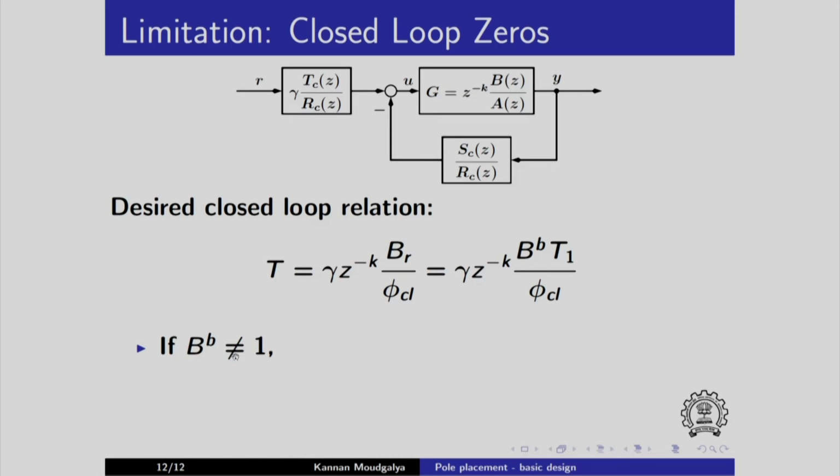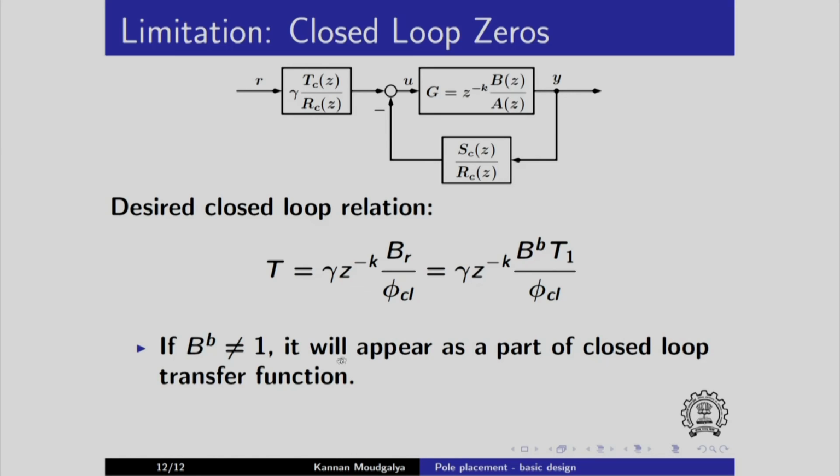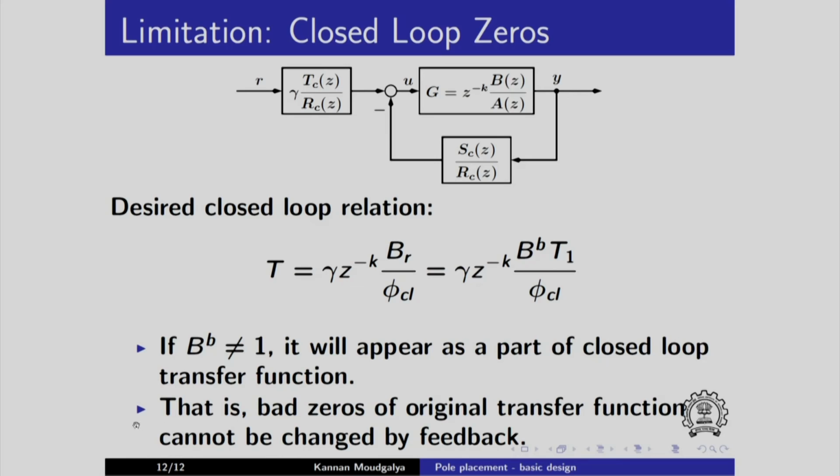So if BB is not equal to 1, then it will always appear as a part of the closed loop transfer function. You cannot do anything about it. So in other words, the bad zeros of the original transfer function cannot be changed by feedback. This is one of the limitations of this design.